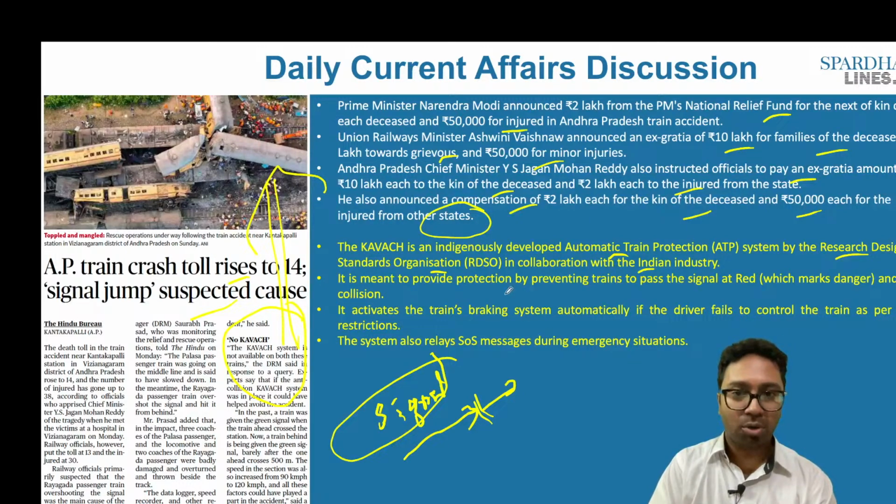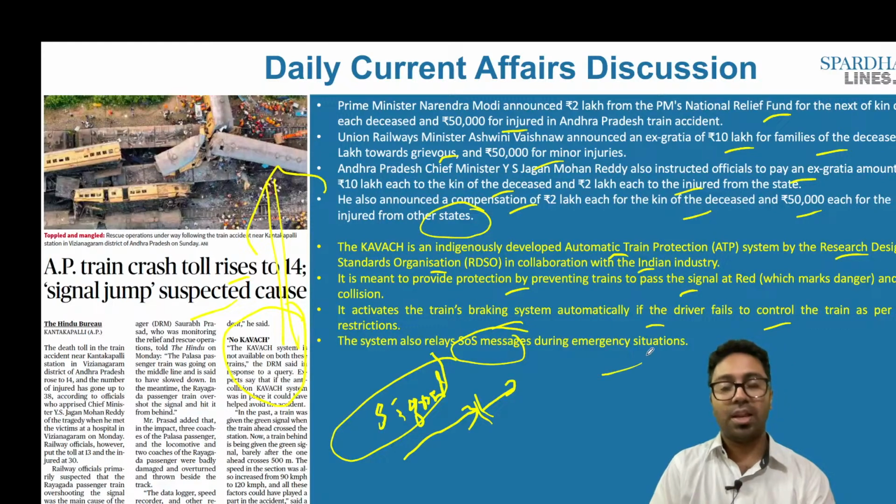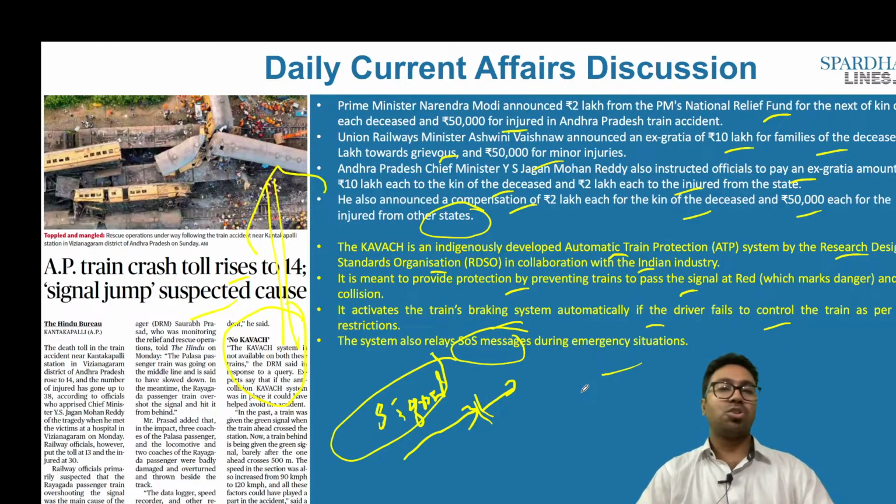It is meant to provide protection by preventing trains from passing the signal at red, which marks the danger, and to avoid collision. It activates the train's braking system automatically if the driver fails to control the train as per the speed restrictions. The system also relays SOS messages during emergency situations. Since Kavach was not present in any of these trains, this has resulted in the accident occurring in the railway in the state of Andhra Pradesh.